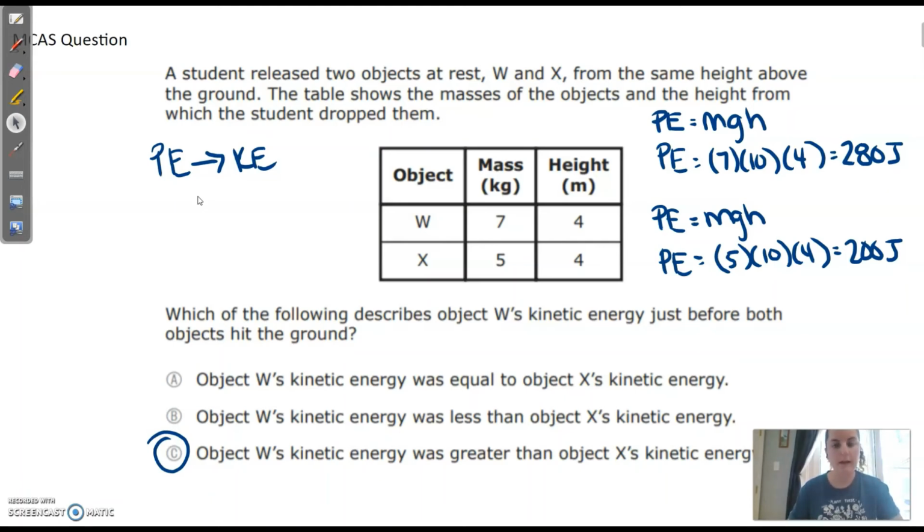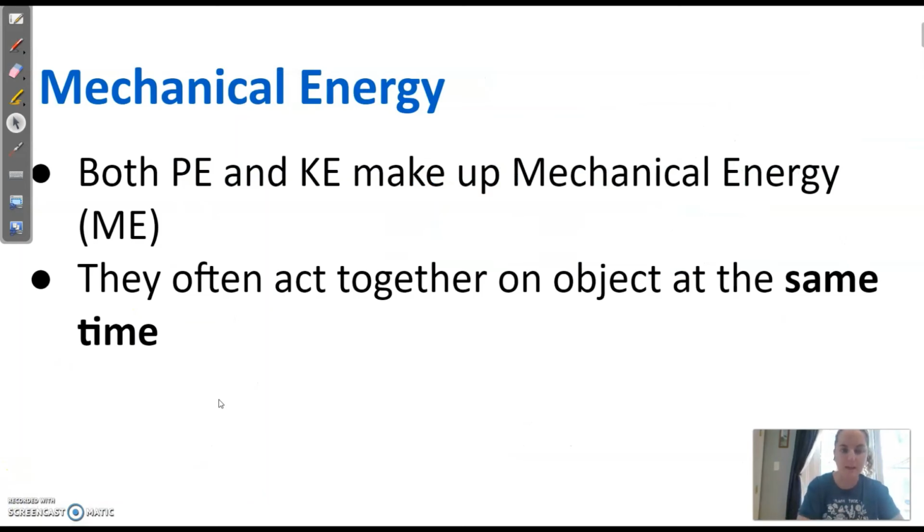And so if we look at X and we do the exact same thing but with different masses and different heights, we're going to get a potential energy of 200 joules. And again, just before the object hits the ground, the potential energy is going to transfer all the way into kinetic energy. And so we're going to have 200 joules of kinetic energy. So what that tells us is that C, object W's kinetic energy was greater than object X's kinetic energy. So remember back that mechanical energy is made up of both potential and kinetic energy, and they often act together or at the same time.